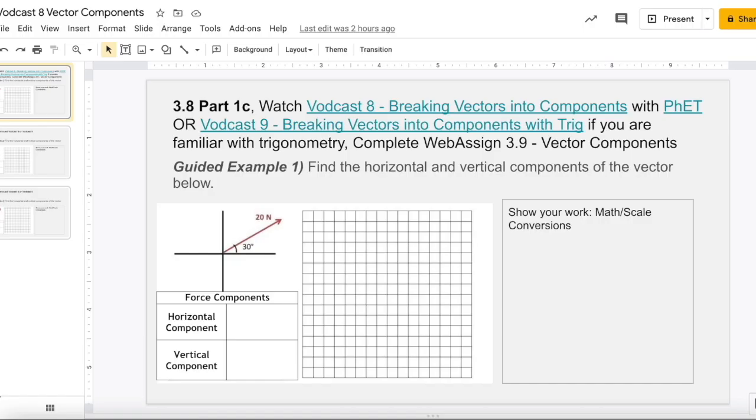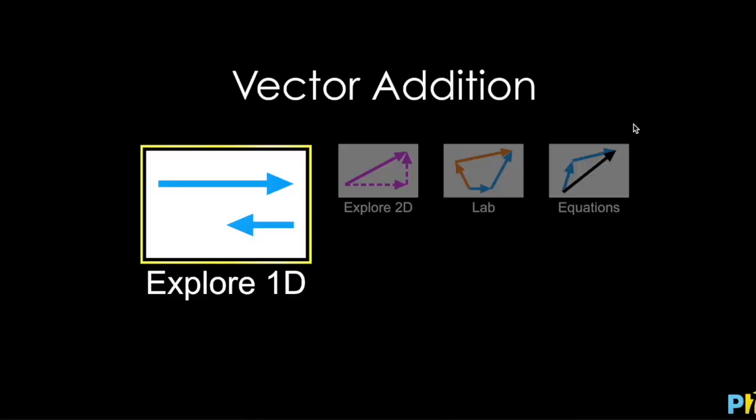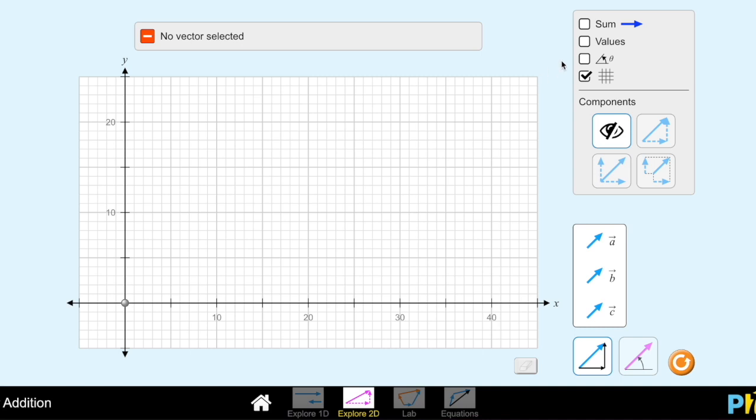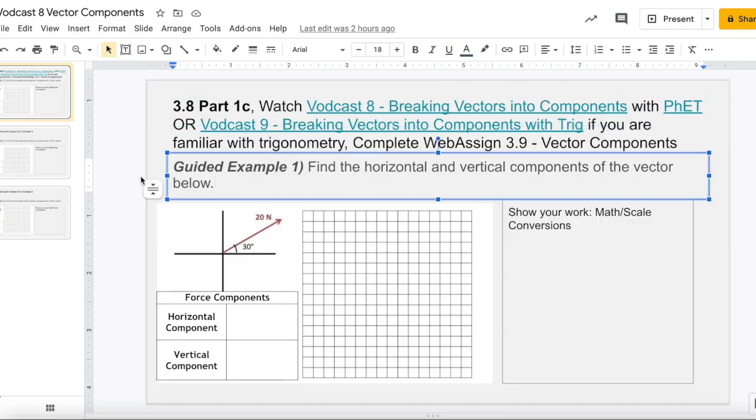We're going to be breaking up vectors into horizontal and vertical components using the same PhET program that we did before. So you can go ahead and get to the link in your notes. Also, if you want to bookmark this link, it might not be a bad idea. We're again going to be exploring vectors in 2D. And I'm going to turn on the values and the angles so that I can see things a little bit more easily.